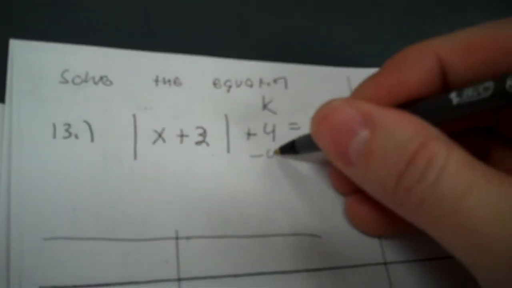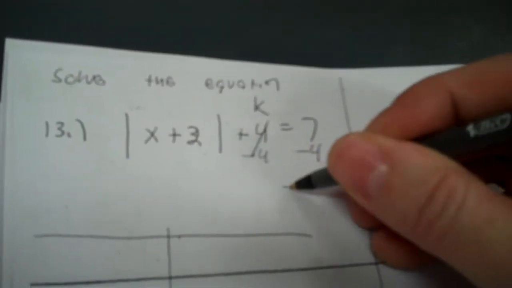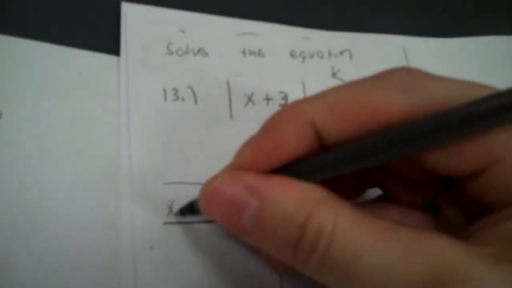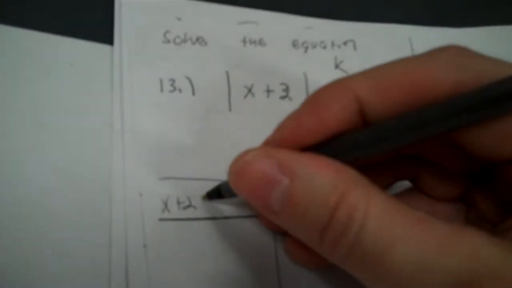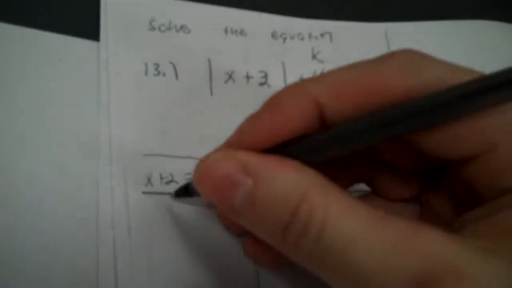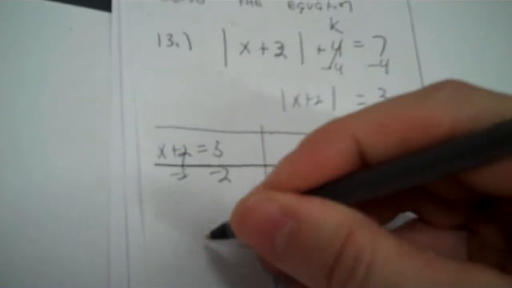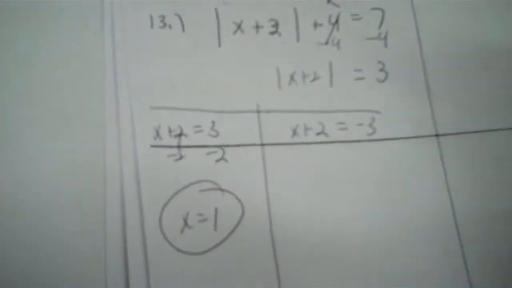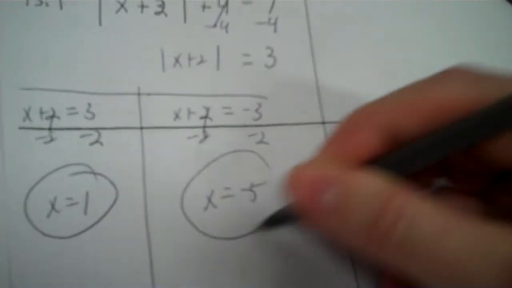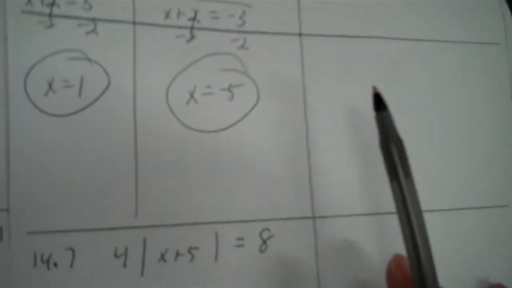Okay, so minus 4, that means we have 3, and then we have the absolute value x plus 2. Now to have an absolute value of 3, we can be equal to 3 or equal to negative 3. And then you just solve them. So x equals 1 there, and then negative 5 right there. You don't have to graph them because which direction would you go? Because it just says equals.